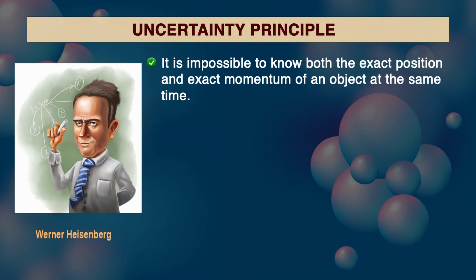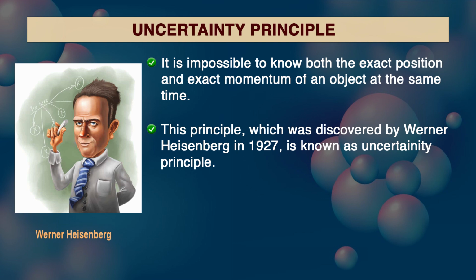So, by this statement we can say that it is impossible to know both the exact position and exact momentum of the object at the same time. This is known as the uncertainty principle, given by Werner Heisenberg in 1927, that it is not possible to measure position and momentum of any atomic or subatomic objects simultaneously as well as accurately.